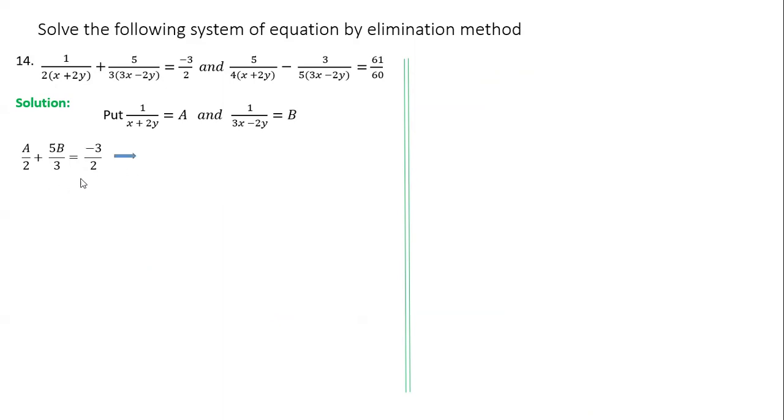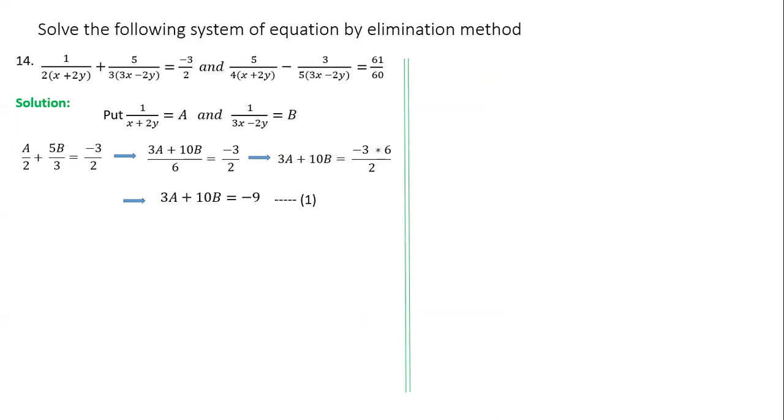So here you will have to take LCM. LCM will be 6. So 3a plus 10b is equal to 6 times minus 3 upon 2. This will give you 3a plus 10b is equal to minus 3 into 6 upon 3. So 3 2s are 6, and 3 3s are 9. So it becomes 3a plus 10b is equal to minus 9. This will be your first equation.